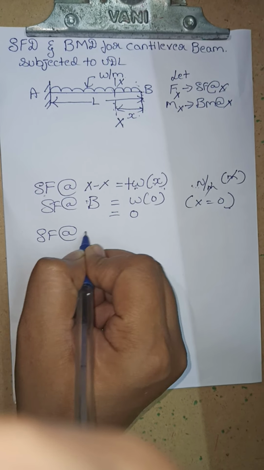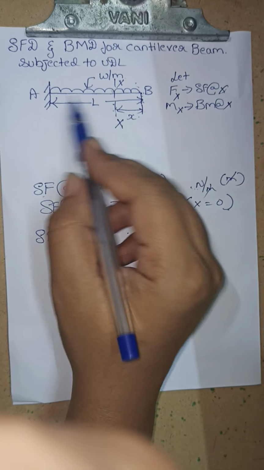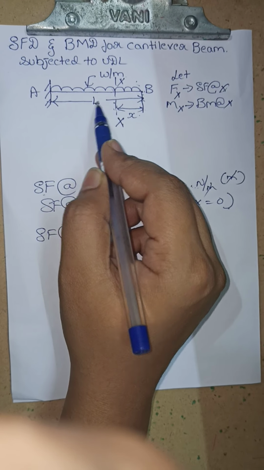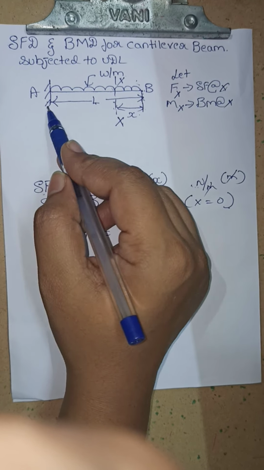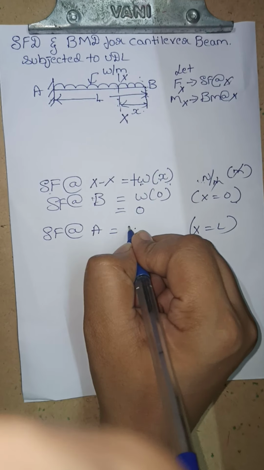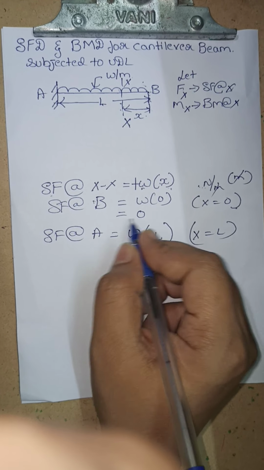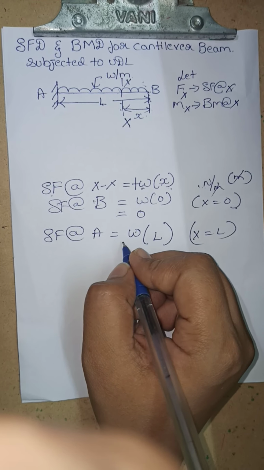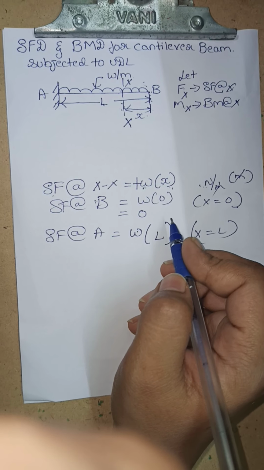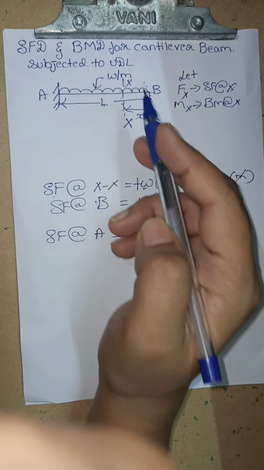Similarly, shear force at A. Here the value of x will be equal to L, so x is equal to L. W into L is the value of the shear force at A. So therefore these are the shear force calculations at the different points, that is B, X and A.